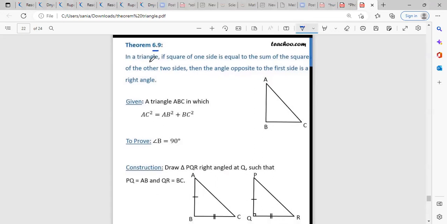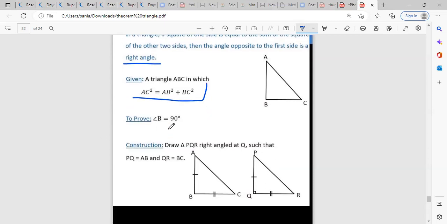Theorem 6.9. In a triangle, if the square of one side is equal to the sum of the squares of the other two sides, then the angle opposite to the third side is a right angle. So triangle ABC is given, and AC square equals AB square plus BC square. This is what is given. Now you have to prove that angle B is 90 degrees.